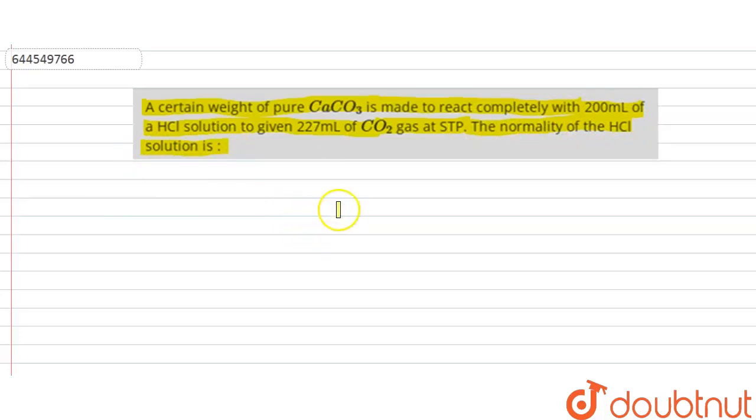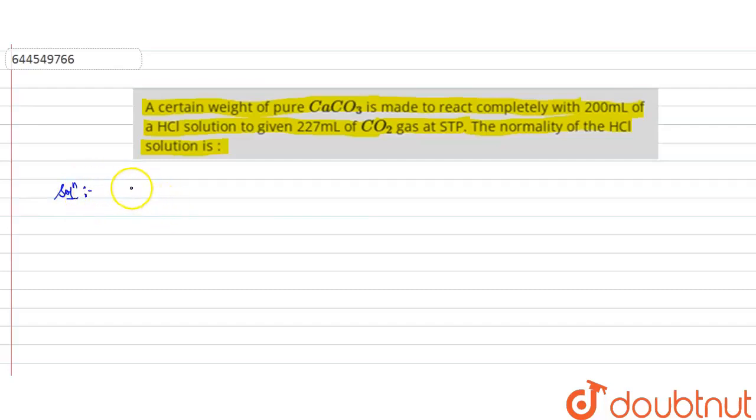So in this question basically we are provided that pure calcium carbonate is reacting completely with 200 ml of HCl solution and it produces 227 ml, that is the volume of the carbon dioxide gas produced at the conditions of standard temperature and pressure. So we have to calculate the normality of the HCl solution. So let us start the solution to our question.